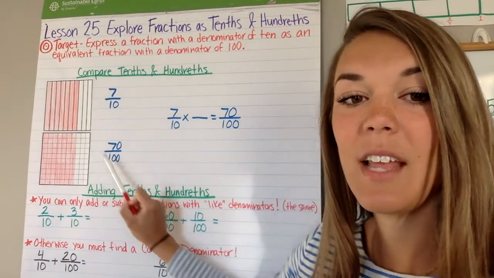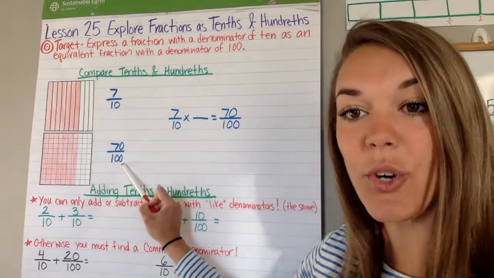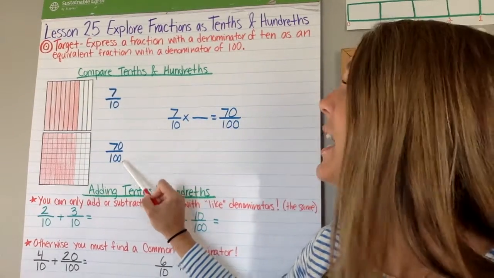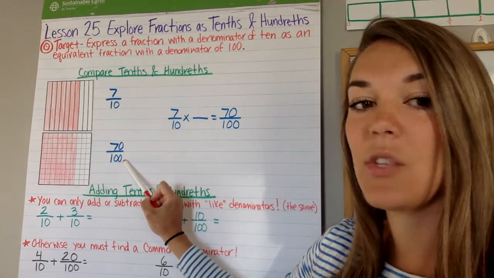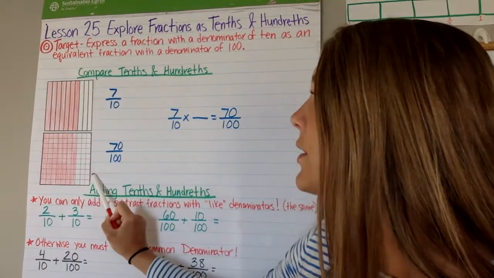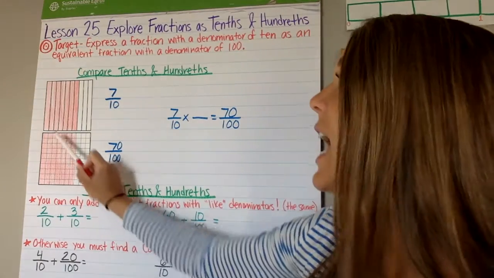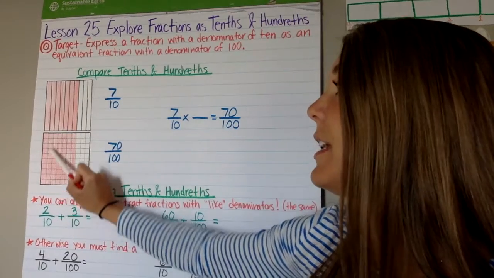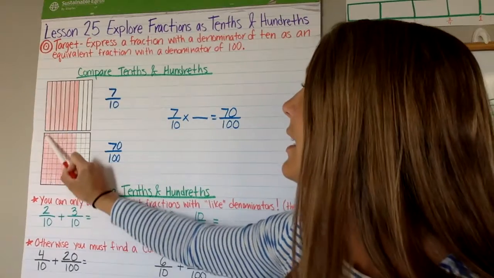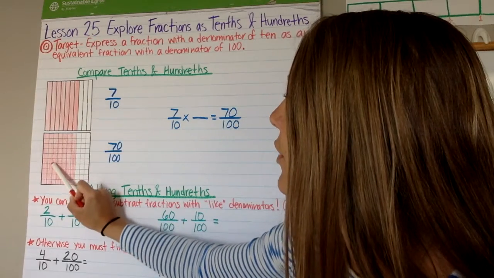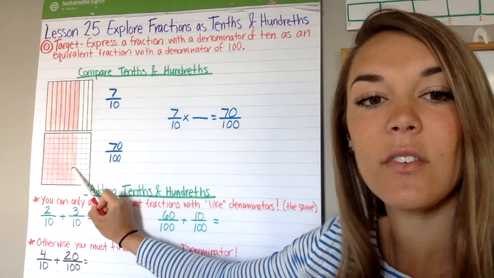Okay. Then I'm telling you that this one is showing you 70 hundredths, or some might say 70 out of 100. Okay? So that means there's 100 equal parts and 70 are shaded. If I want to check this, I know that there's 10 in each of these lines, right? So I can count by tens to check. 10, 20, 30, 40, 50, 60, 70, right?